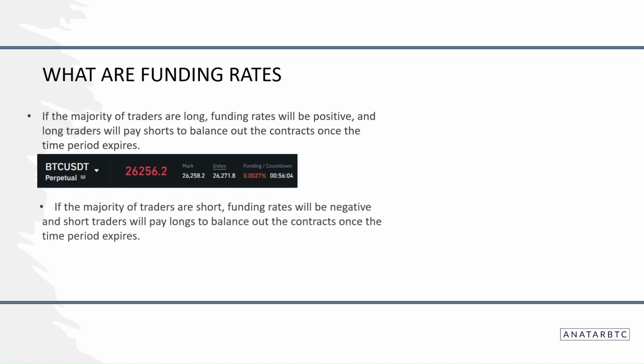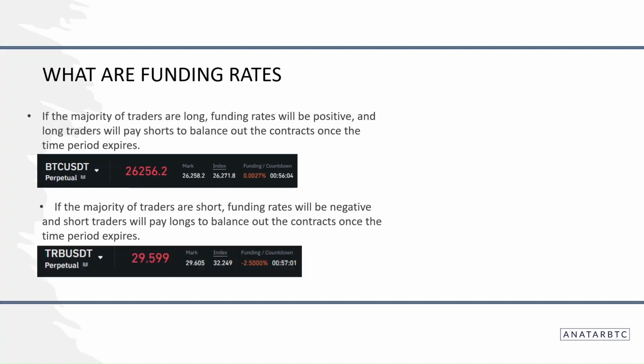of 0.0027%. Similarly, if the majority of traders are short at any time, then funding rates will be negative, and short traders will have to pay the longs to balance out the contract once the time period expires or once the funding resets. For example, this is the price of TRB from today. We can see the difference between futures and spot prices, and also we can see the funding is highly negative. It's minus 2.5, and it's about to reset in 57 minutes and 1 second. That means after this countdown gets over, the people who are shorting have to pay a fee of 2.5% to long traders.